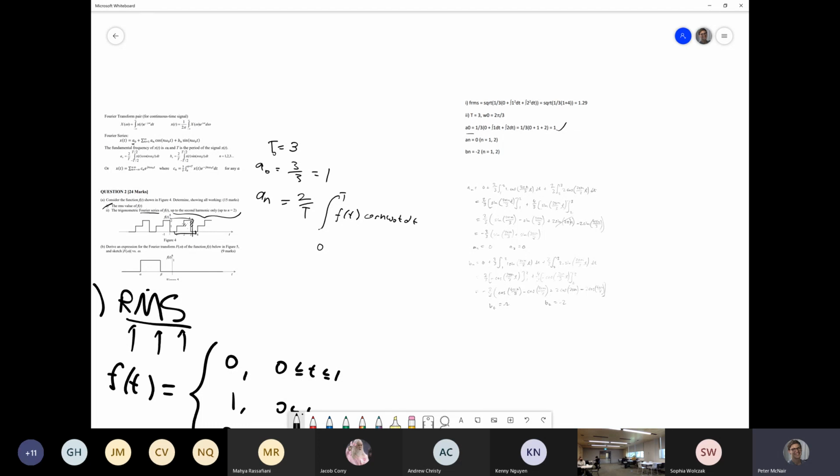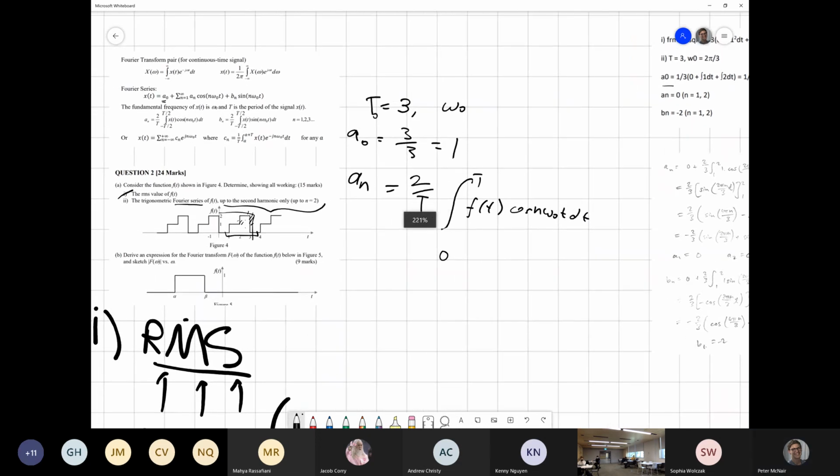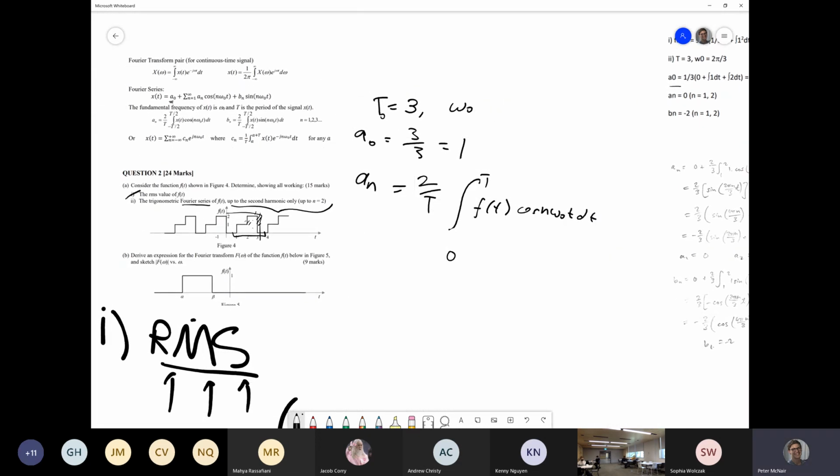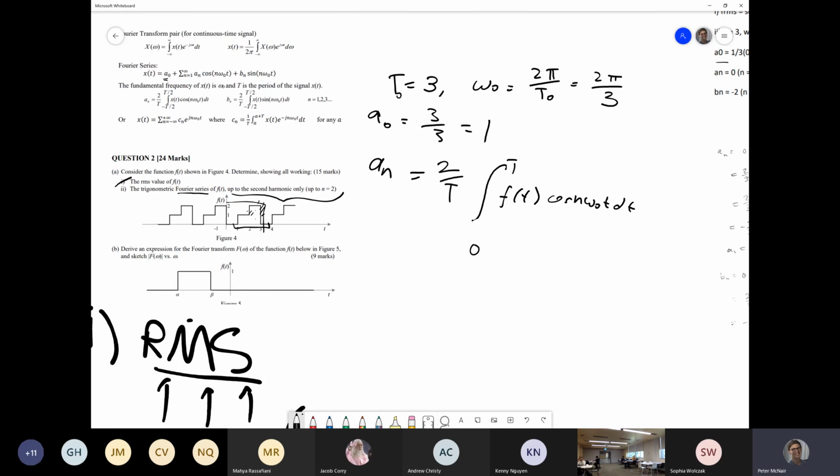So if our T naught is 3, what's our omega naught? Any ideas? Do 2 pi on 3, yeah. Cool. So we do 2 pi divided by T naught, which is 2 pi thirds. Cool. So now we know what our omega naught is.